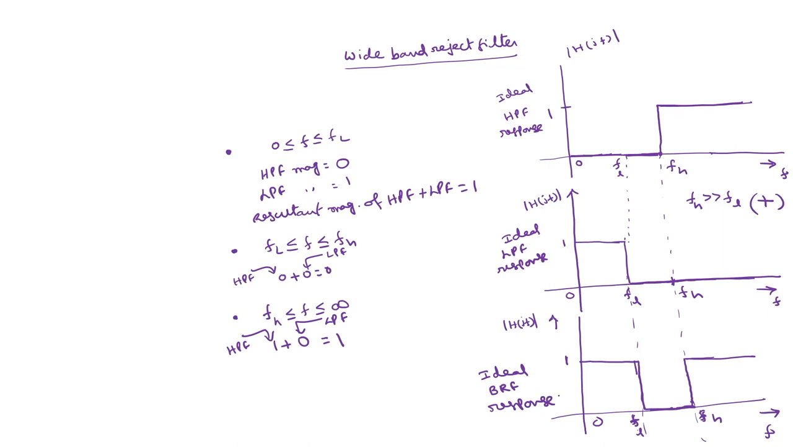So in order to construct a wide band reject filter, we have to add the outputs of the high pass filter and low pass filter, with the condition that the cutoff frequency of the high pass filter should be greater than that of the low pass filter.